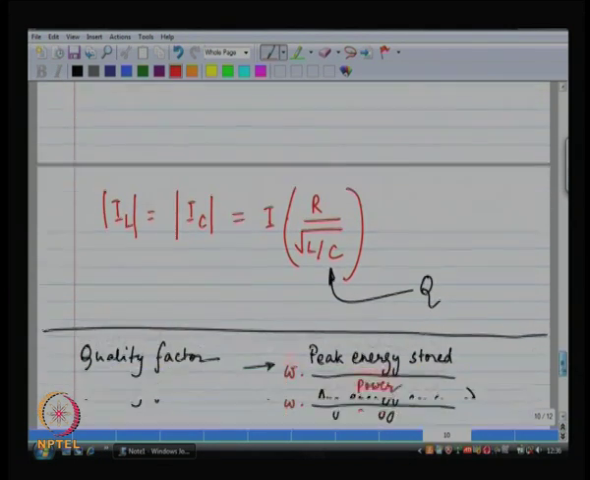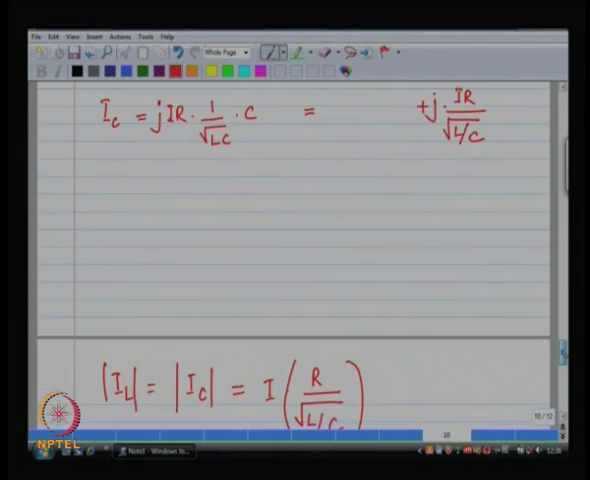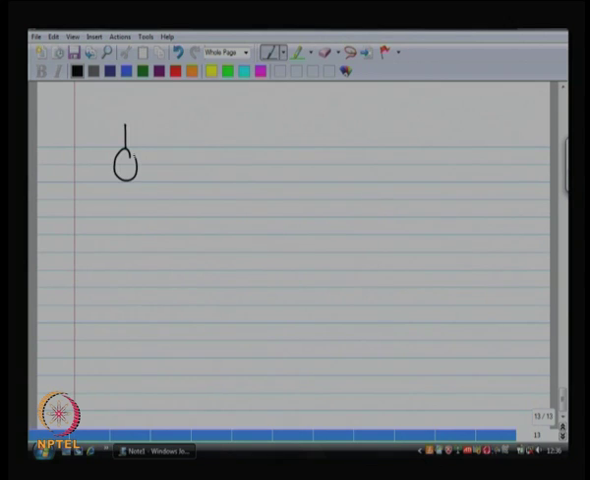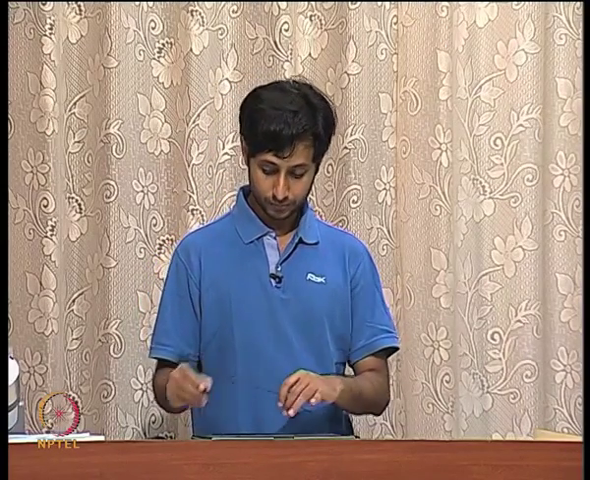Okay. Now, with this in the background, can we now look at series RLC circuits? It is easy to now look at series RLC circuits. The same definition of quality factor applies here. Okay, same old definitions apply.